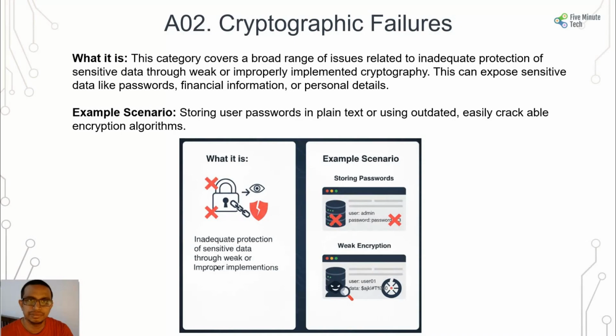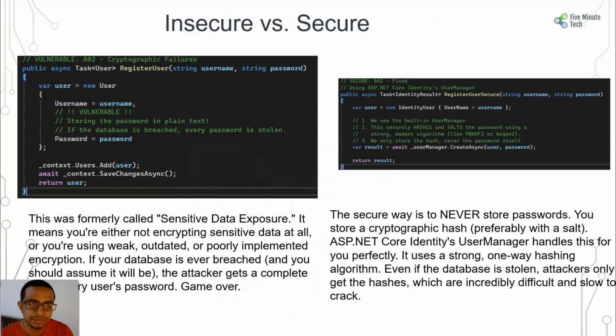This category covers a broad range of issues related to the inadequate protection of sensitive data through weak or improperly implemented cryptography. This can expose sensitive data like passwords, financial information, or personal details which we are processing in our web application. Storing user passwords in plain text or using outdated, easily crackable encryption algorithms is a root cause, or an example scenario. And then we will go on to the code, for example, the cryptographic failure.